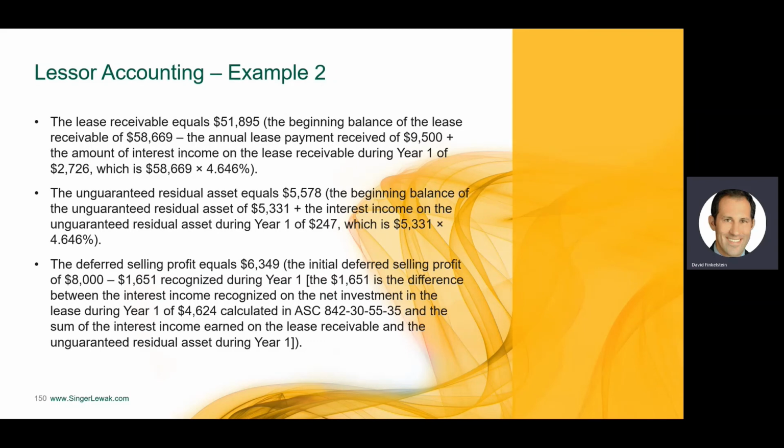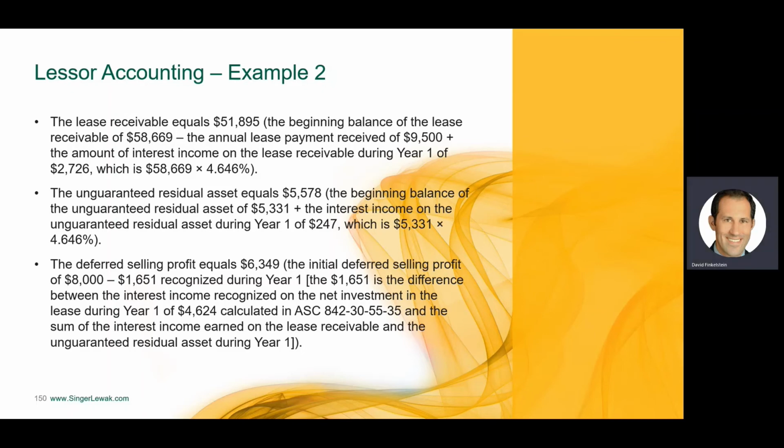The lease receivable would be equal to $51,895, which is the beginning balance of the lease receivable, minus the annual lease payment that they received of $9,500, plus the amount of interest income on the lease receivable during that first year, which is $2,726, which is basically the interest rate we've already determined times the initial balance.